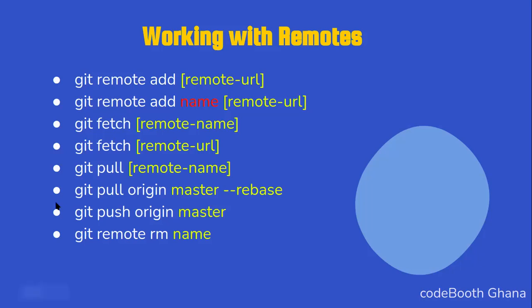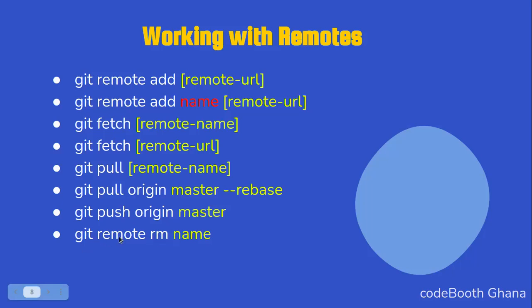So the difference between fetch and pull is, whenever you use git fetch, it doesn't automatically merge into the existing code. But whenever you use git pull, it will automatically fetch and merge into your existing code. And this one sometimes causes conflict between the previous code and the incoming code. All right. Then the last one is git remote remove. So this one is remove.